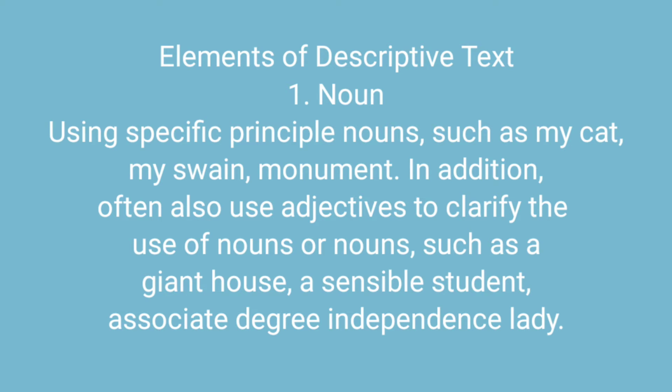Elements of descriptive text. Number 1, nouns using a specific noun phrase such as my cat, my swain, monument. In addition, adjectives are often also used to clarify nouns, such as a big house, a sensible student, an associate degree, independence lady.